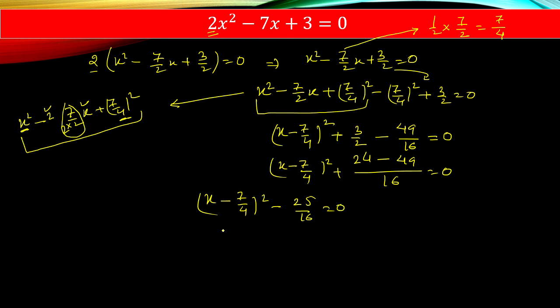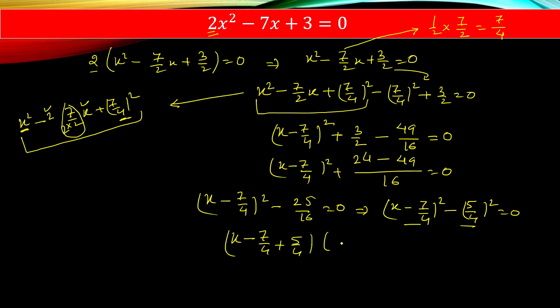So we can write this as x minus 7 by 4 the whole square, and now 25 by 16 can be written as 5 by 4 the whole square. If we apply the a square minus b square identity here, the first factor is x minus 7 by 4 plus 5 by 4, and the second factor must be x minus 7 by 4 minus 5 by 4.